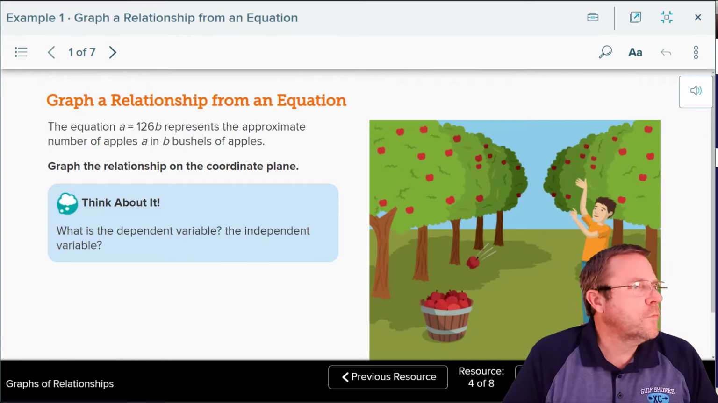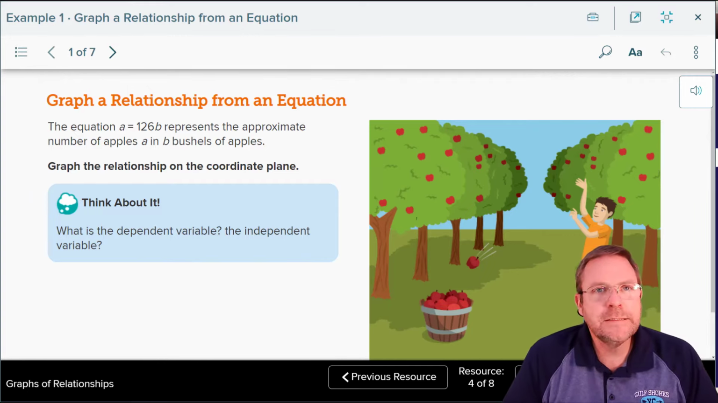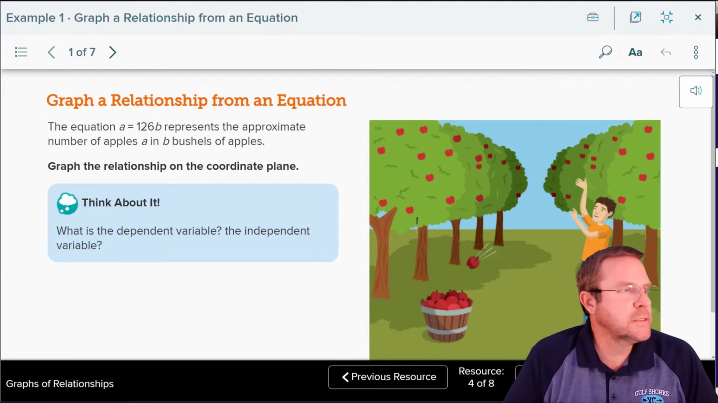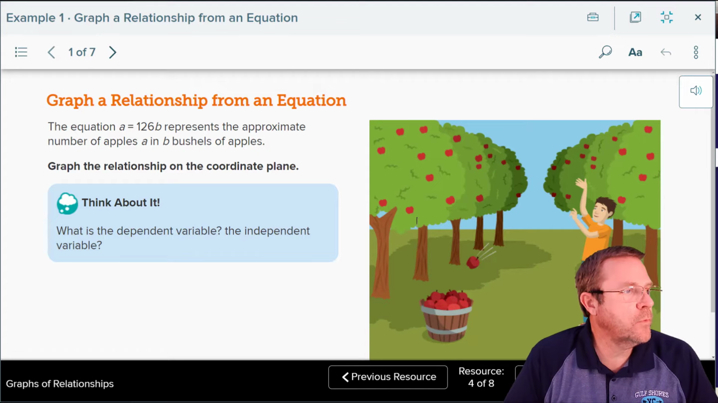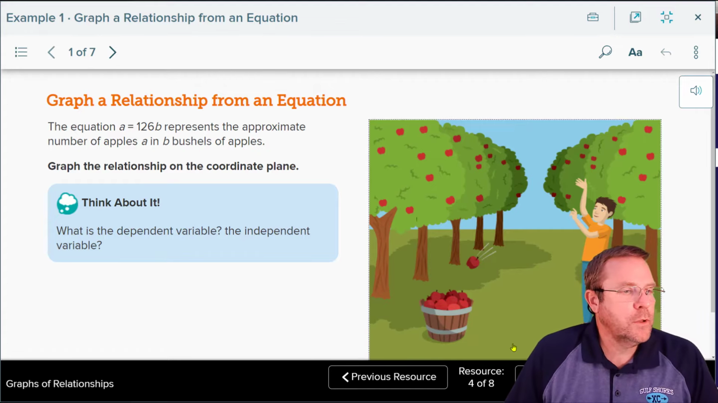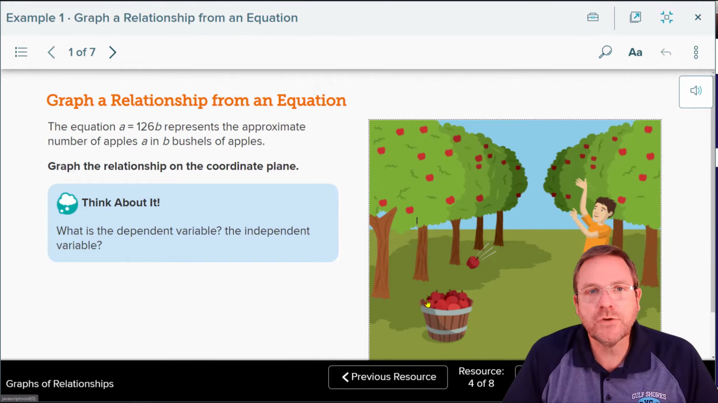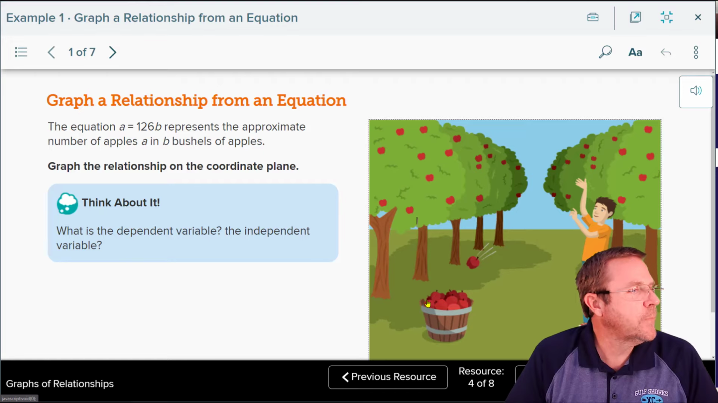Let's keep moving forward with example 1. The graph of A is equal to 126 times B represents the approximate number of apples A in a bushel of apples. A bushel is something that looks kind of like that right there. It is a way that they measure produce when they collect it. What is the dependent variable?